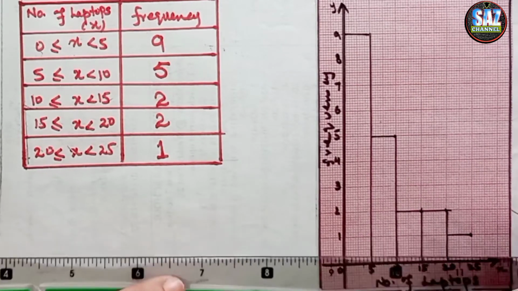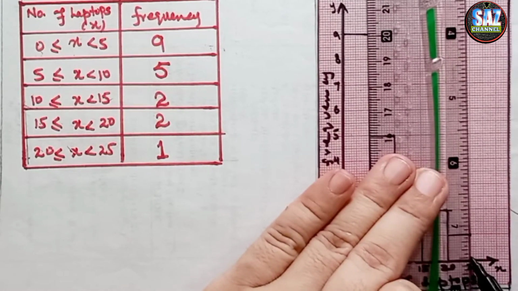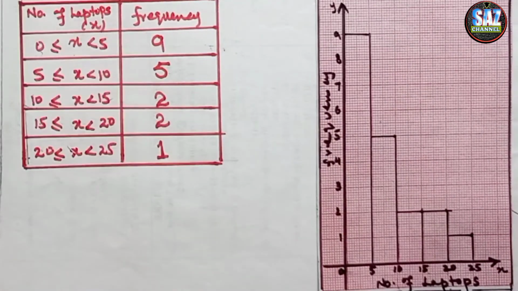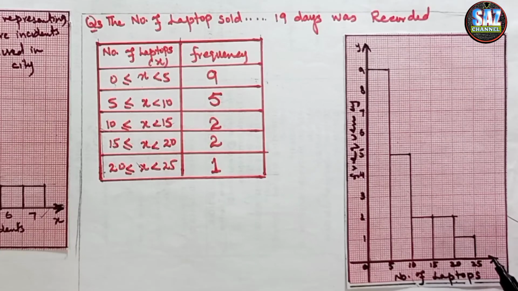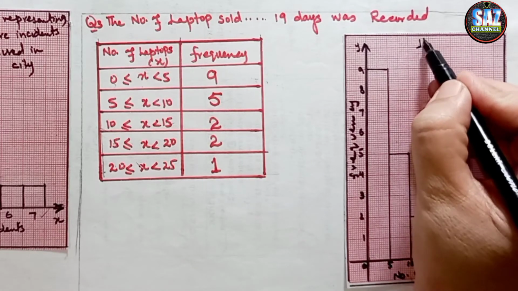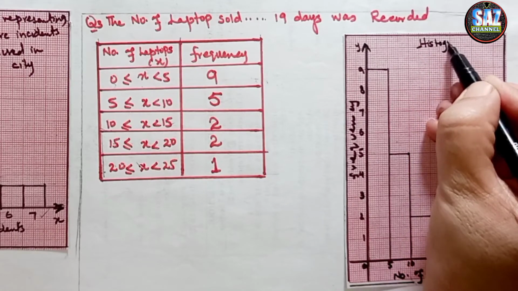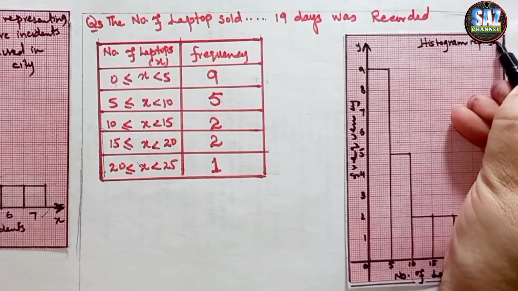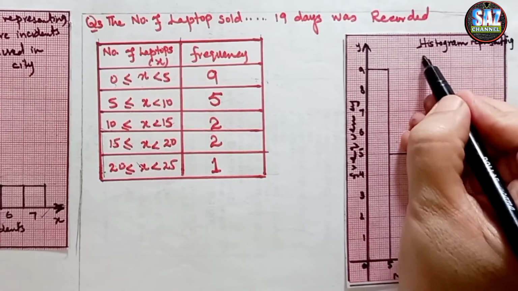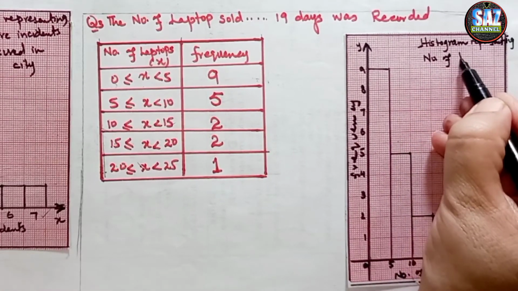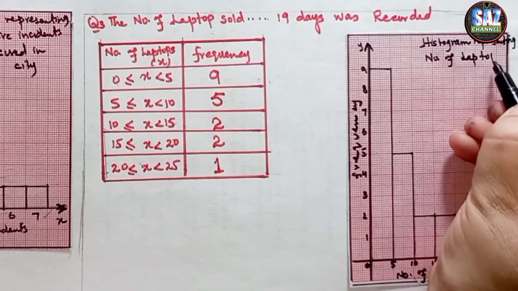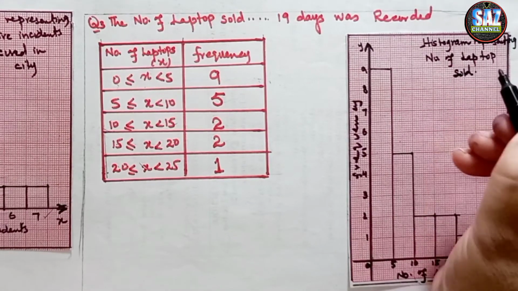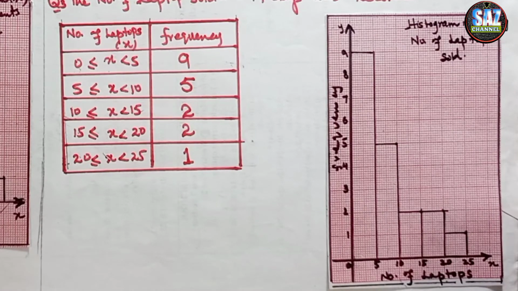And then what am I forgetting, students? Yes, the title. Don't forget to write the title of your graph. The question is about the number of laptops sold, so the title is: Histogram representing number of laptops sold. And before moving to the next step, you must confirm your working.